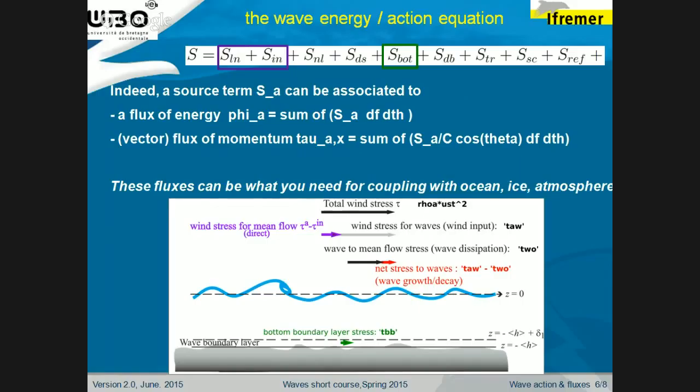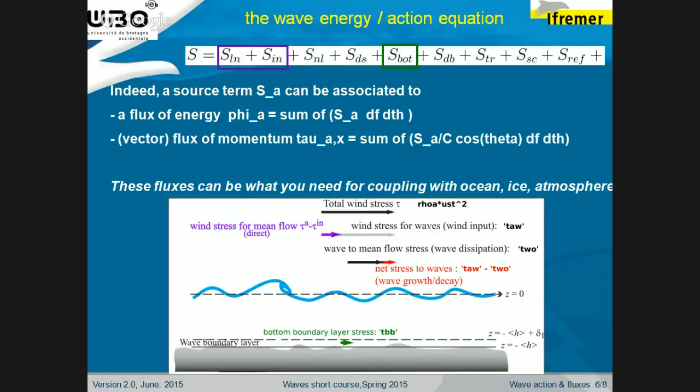So how much energy is given by the wind, how much energy is lost to the bottom boundary layer by the bottom friction, and the energy lost by the breaking of the waves can be the source of your TKE, for the mixing of the upper ocean boundary layer, all that stuff.